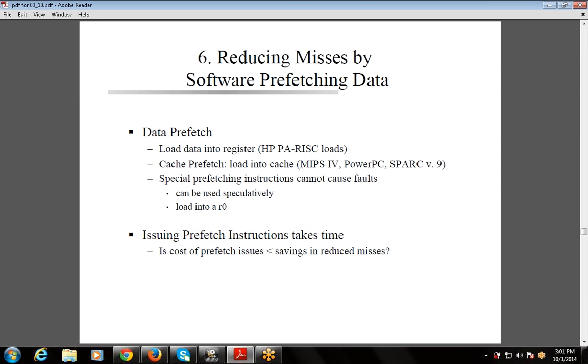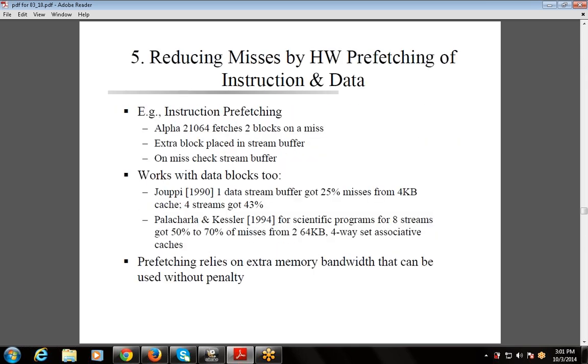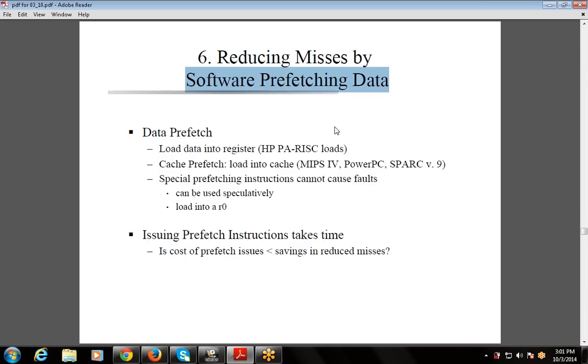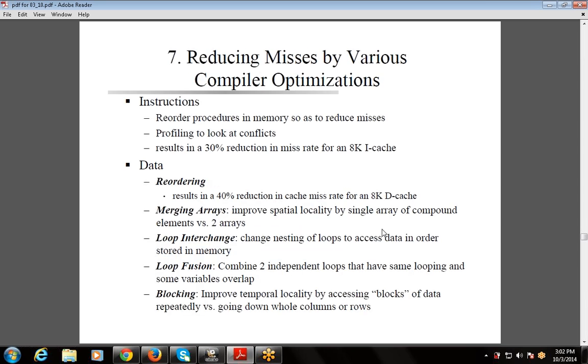Then the next method is reducing the misses by software prefetching. Now this is the next method used to reduce the misses, software prefetching of data. First is your data prefetch, that is load the data into registers. Then cache prefetch, a special prefetching instruction that cannot cause faults. This is your data prefetch. Then issuing the prefetch instruction takes time.